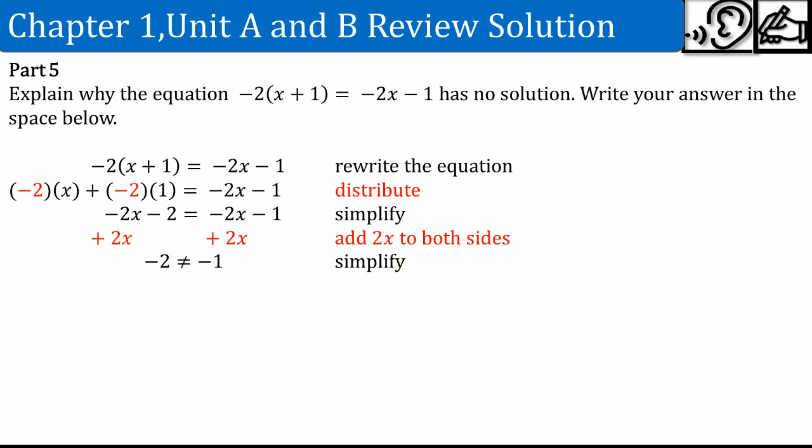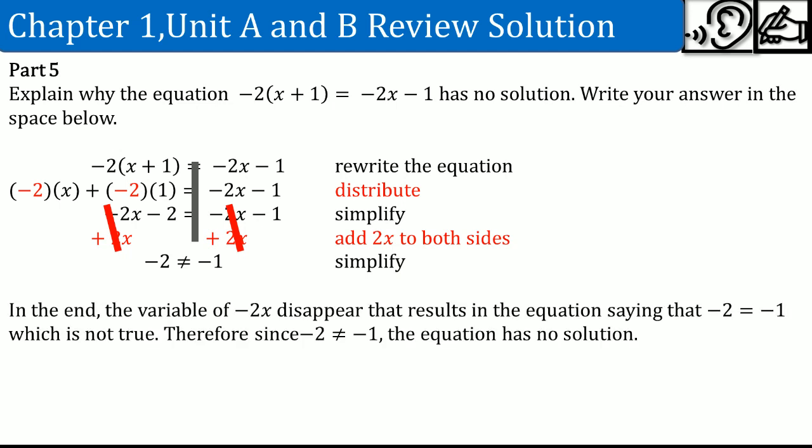Alright, part 5. You're going to explain why this equation has no solution. Write your answer in the space below. Here I actually did the work out, and I forgot to draw the line straight down. The negative 2 is going to be multiplied to the x and to the 1. That's just the distributive property. You simplify, then you add 2x to both sides. Notice how on the left side, the negative 2 does not match the right hand side, which is negative 1. Those x terms do cancel out.